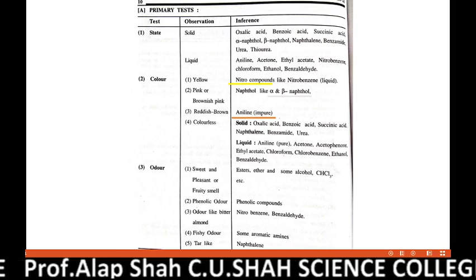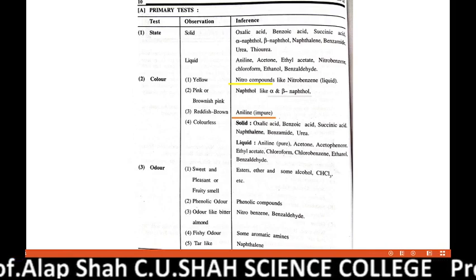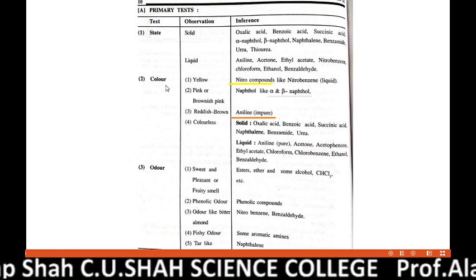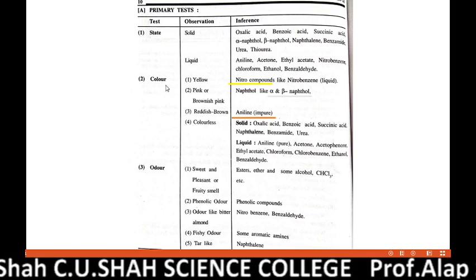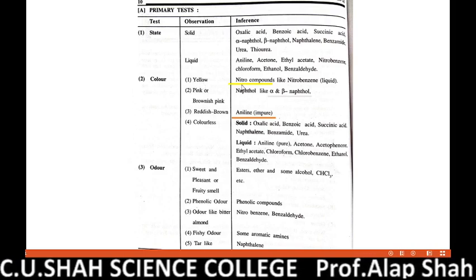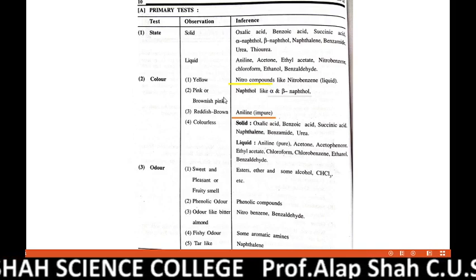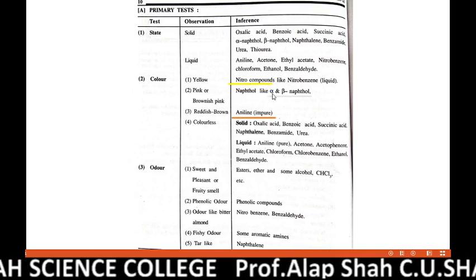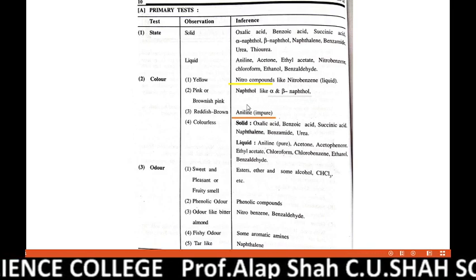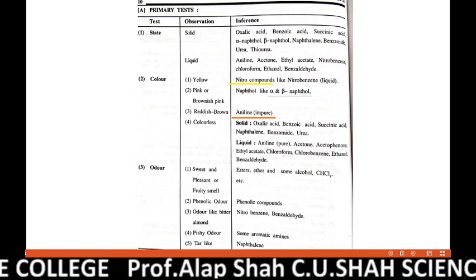Now in this video we will discuss the preliminary test. So the first test is about state, whether your compound is a solid or liquid. Colors are very important in organic compounds. As you can see, if the color is yellow, it indicates the presence of nitro compounds. Usually alpha naphthol is gray or black, beta naphthol is brownish pink, and aniline, which is the only base in your syllabus, is reddish brown.